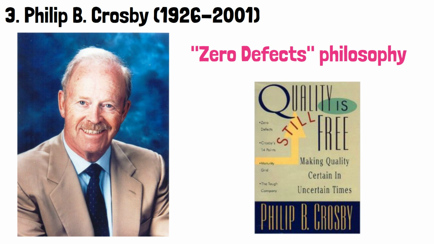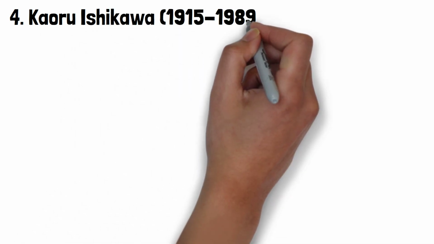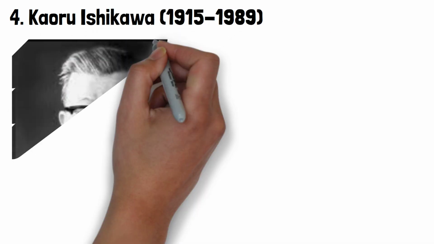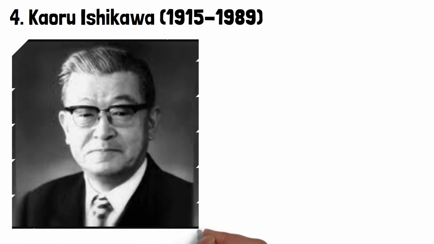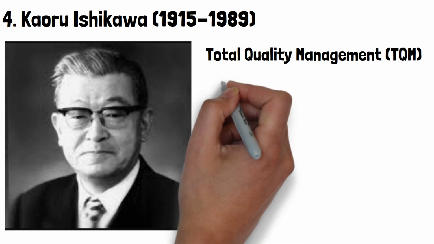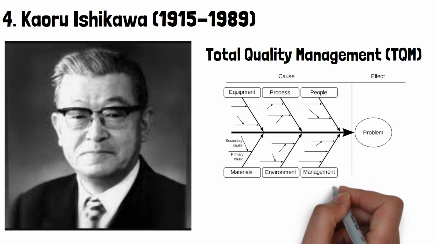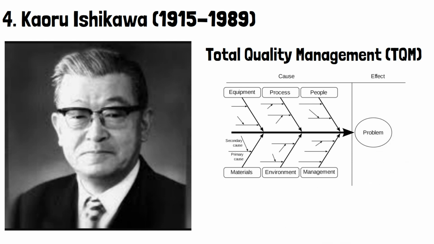Legacy. Crosby's emphasis on prevention and the cost of quality influenced many organizations to adopt zero-defect programs and quality improvement initiatives. 4. Kaoru Ishikawa, 1915–1989. Key Contributions. Ishikawa is renowned for his contributions to total quality management, TQM, and his development of the Ishikawa diagram, also known as the fishbone or cause and effect diagram. This tool aids in identifying root causes of problems.